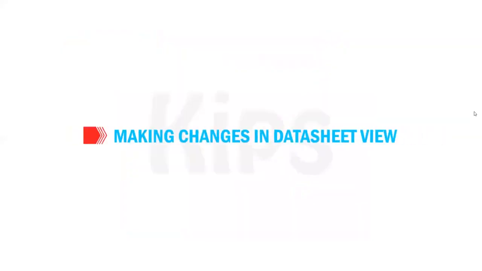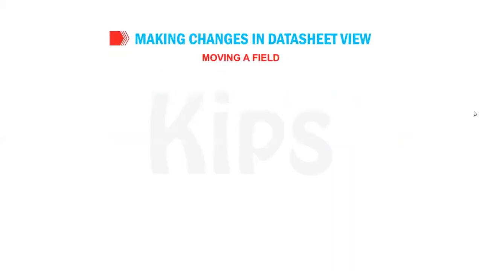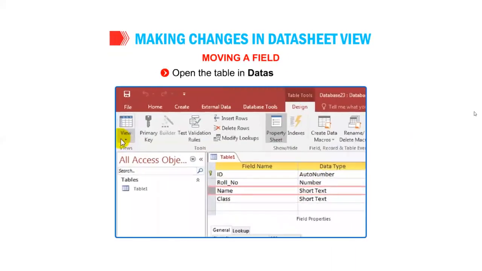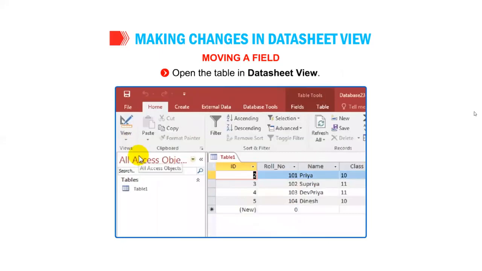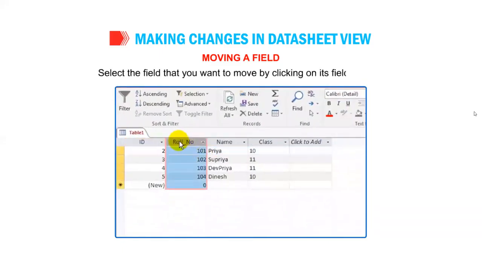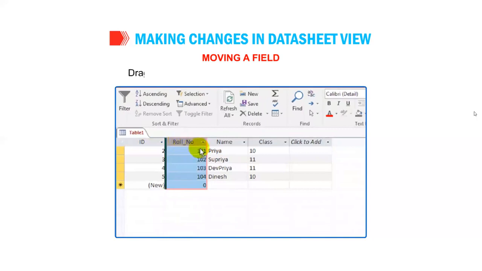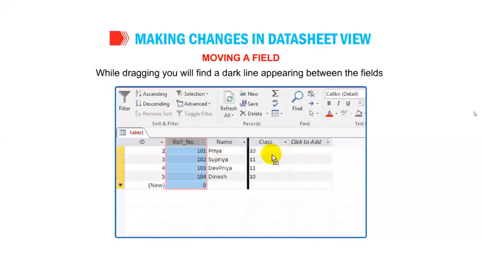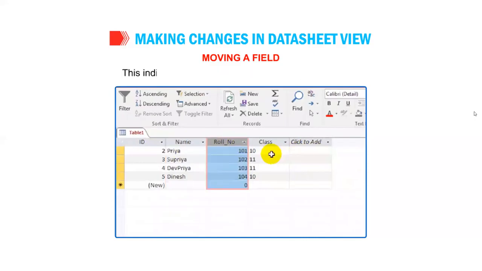Let us learn how to make changes in Datasheet view. Moving a field. Open the table in Datasheet view. Select the field that you want to move by clicking on its field header. Drag it horizontally and drop it at the desired location. While dragging, you will find a dark line appearing between the fields. This indicates the position where the field will be placed.